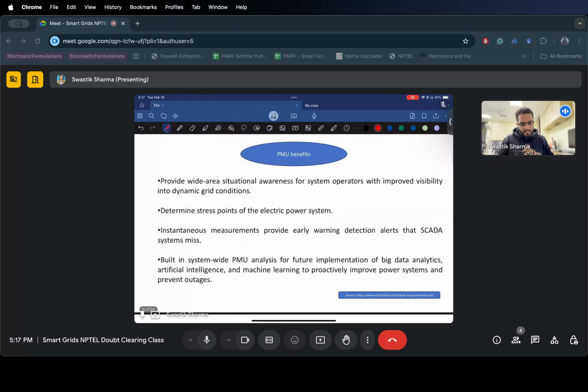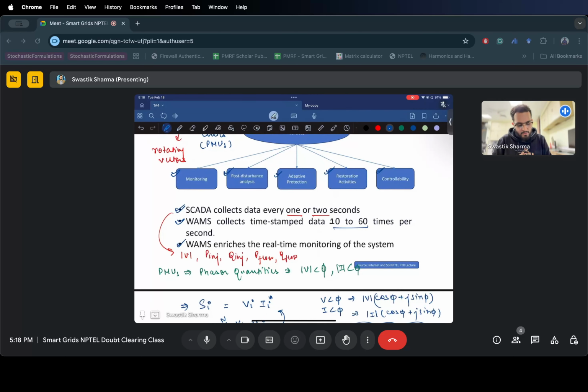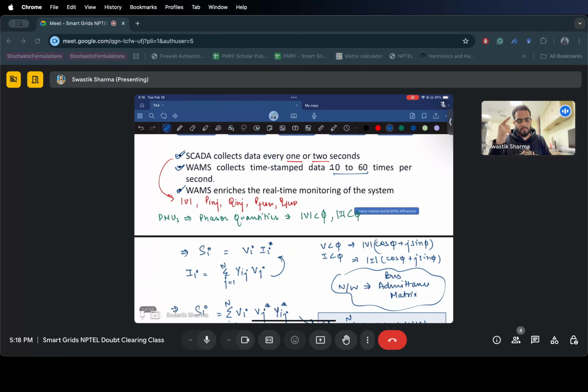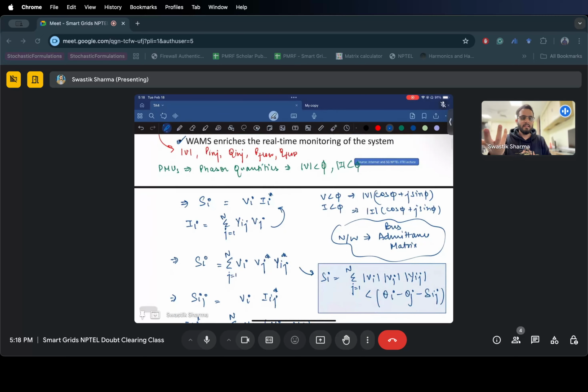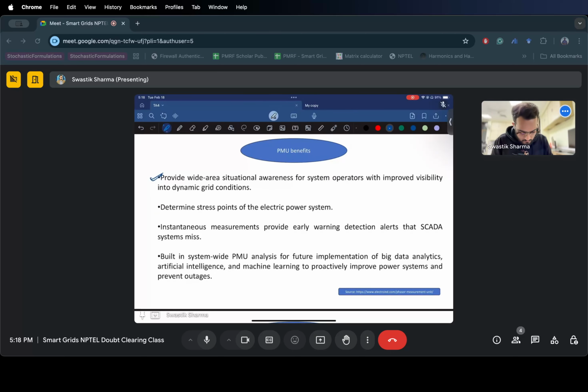Now, there are some benefits, as I already told you in previous slides. PMUs provide wide area situational awareness, and they can improve visibility of dynamic conditions. When I say dynamic, as I told you, SCADA collects data every 1 to 2 seconds, while PMUs can collect data 10 to 60 times per second, right? So when you have more data per second, you can have higher transient or dynamic observability, and that is why PMUs are much more important.